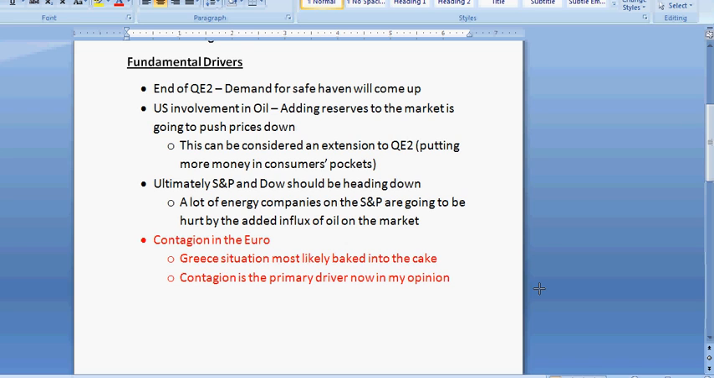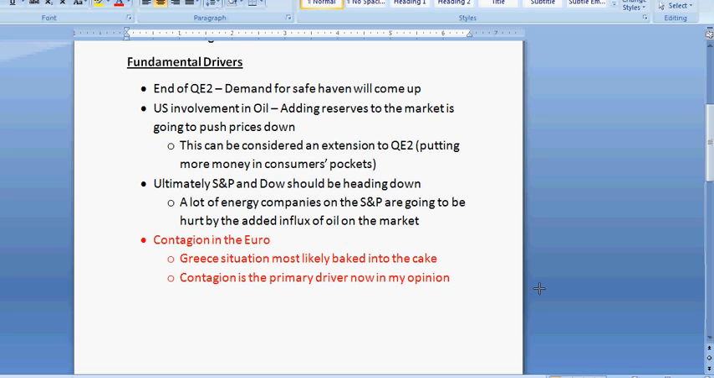U.S. involvement in oil, adding reserves to the market, is obviously going to push prices down, and this can't be good for energy companies ultimately, because there's a lot of energy companies on the S&P, and the lower the oil, it's going to cut into the profit margin for alternative energy companies. That's going to hurt them, because they kind of rely on higher oil prices.